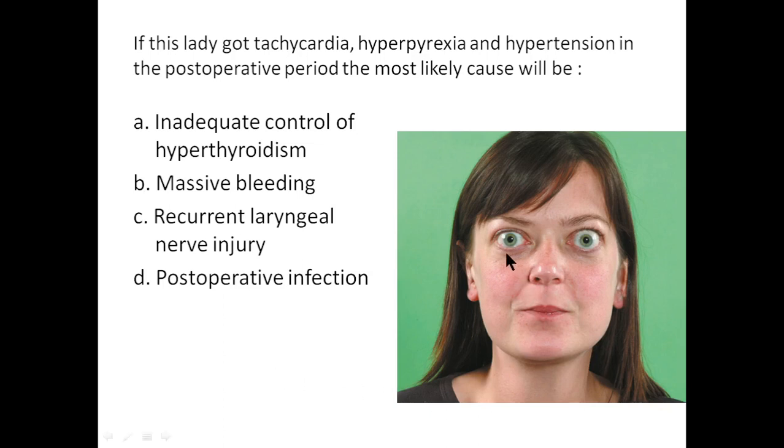A lady with a staring look. What is the story? If this lady got tachycardia, hyperpyrexia, hypertension in the postoperative period, the most likely cause will be thyrotoxic crisis or thyroid storm, which can occur after thyroid operations or any operation in a patient with Graves' disease who is not well prepared. So the answer is inadequate control of hyperthyroidism. This is the cause of this crisis. Go for A.